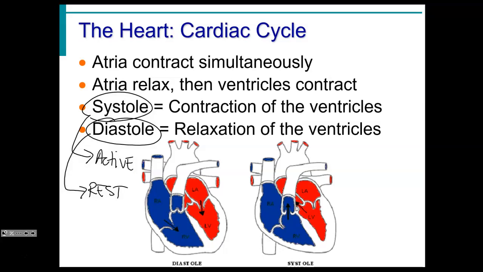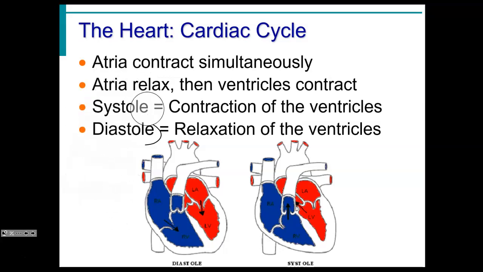If you've ever learned about blood pressure, you've heard of these words before too. Systolic and diastolic pressure in blood pressure. Systolic is measuring the pressure on the vessels when the heart is active, and diastolic is measuring the pressure on the vessels when the heart is at rest. So that's where those names come from too. So you should understand what systole and diastole mean.